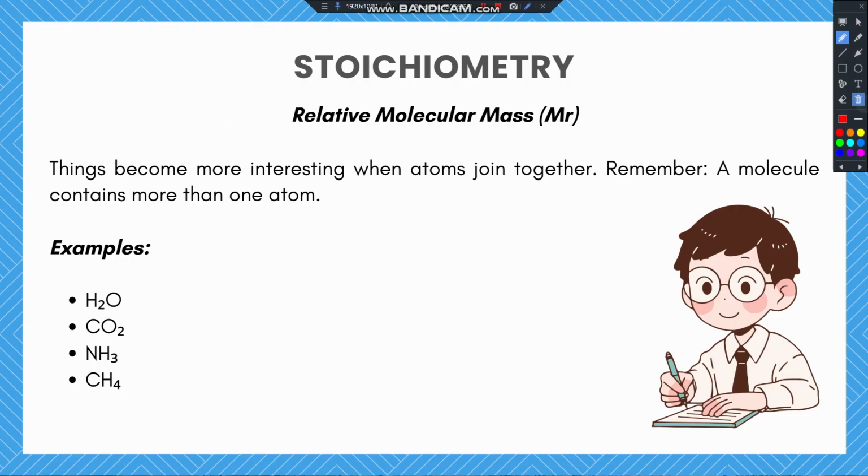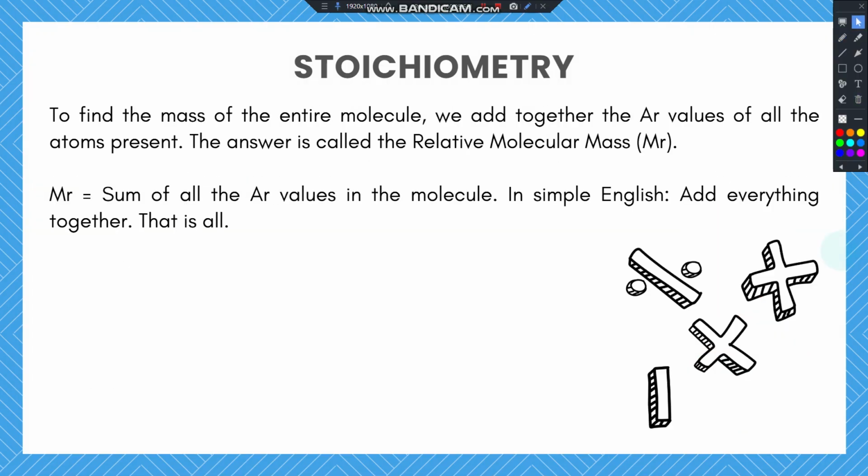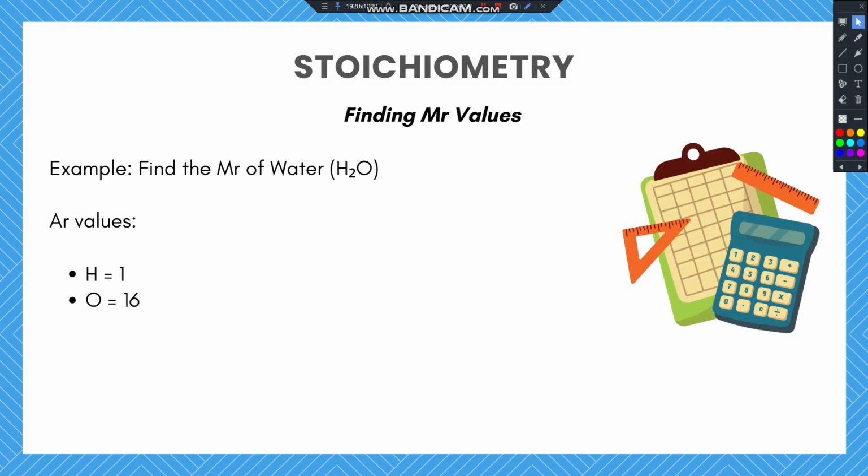So when things like this happen, how do we get the relative molecular mass? To get the relative molecular mass, we simply add together all the relative atomic mass values of the atoms present. The answer that we get from this is called the relative molecular mass. So in simple English, add everything together. That's what we're trying to say. I trust you're getting value for what's happening in this video. Let's check out some examples and see if we can make some progress.